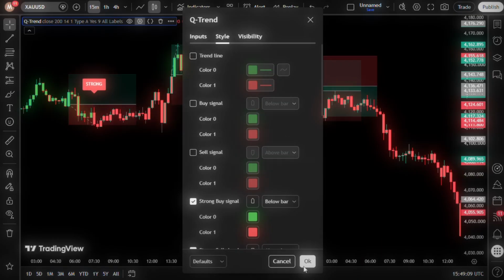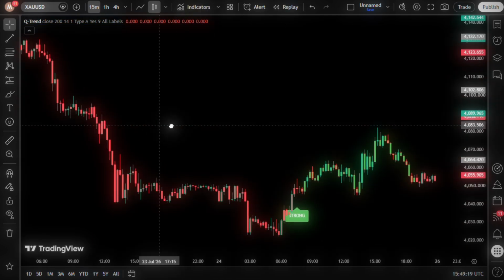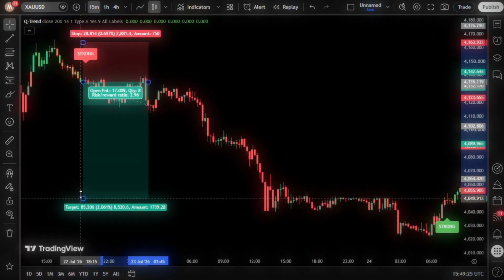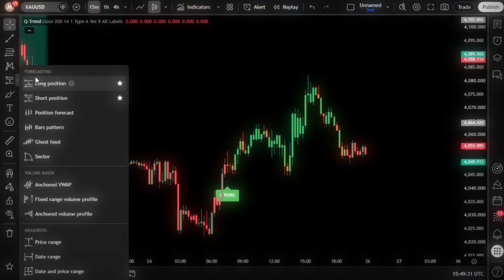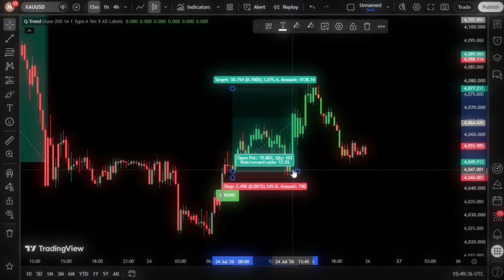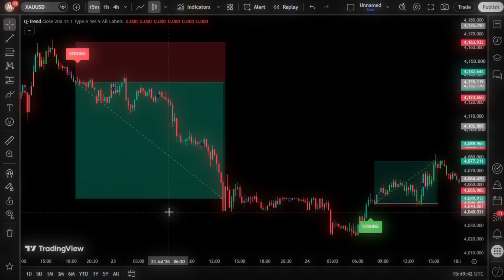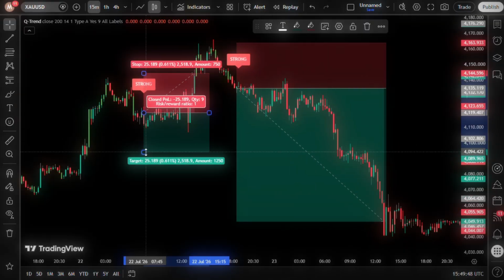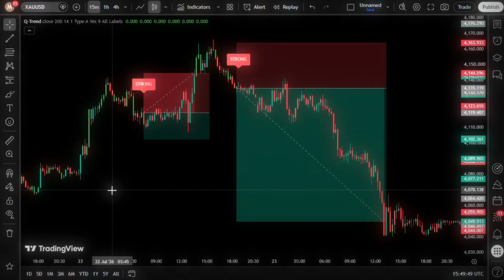What you are left with now is only the signals marked as strong. All the small, noisy signals are gone. Already your chart looks cleaner, and your signals are far more reliable. But we are not done. Even strong signals can fail. So we need one more layer of confirmation. And this is the part that takes the win rate from good to incredible.